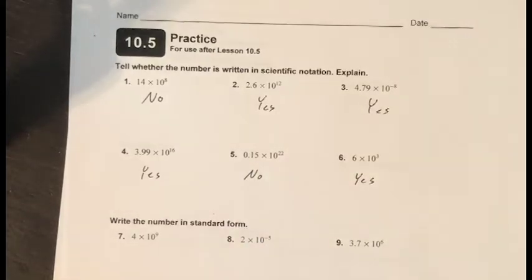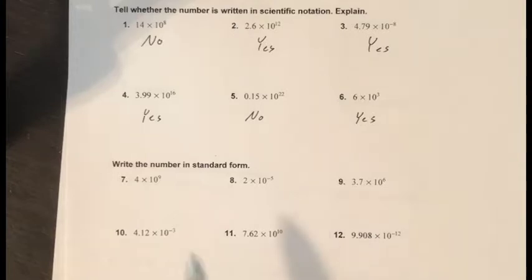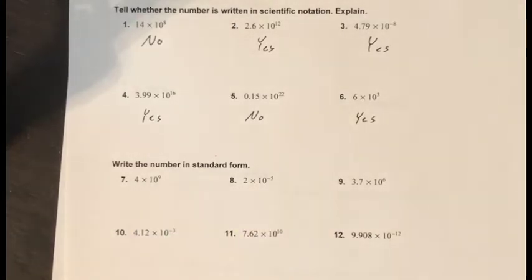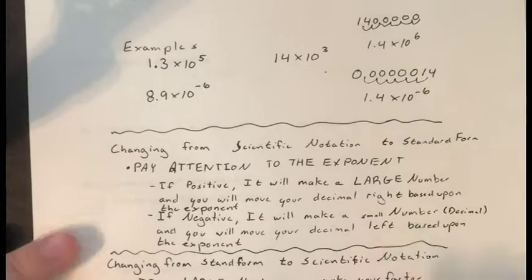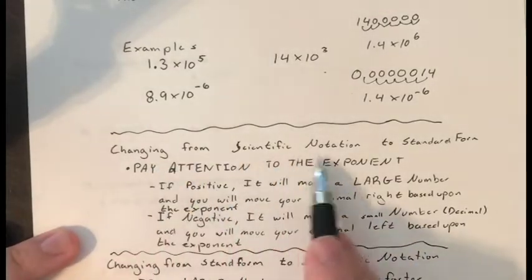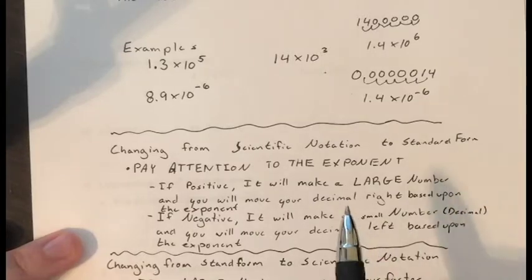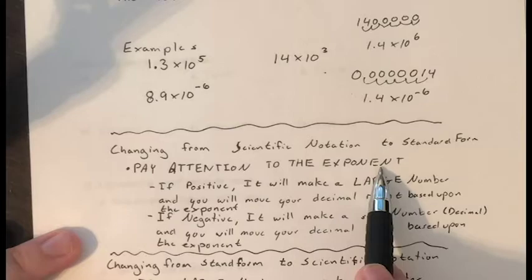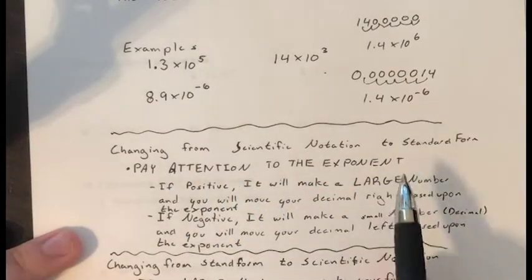All right? So now what we want to do is to look at how we go from scientific notation and change it to standard form. So let's look at our rule. All right, so just to kind of go through it, I've given you some rules. So first off, changing from scientific notation to standard form. We're going to just concentrate on that right now. So the first thing you need to do is pay attention to the exponent. Pay attention to the exponent. I have this big bold.